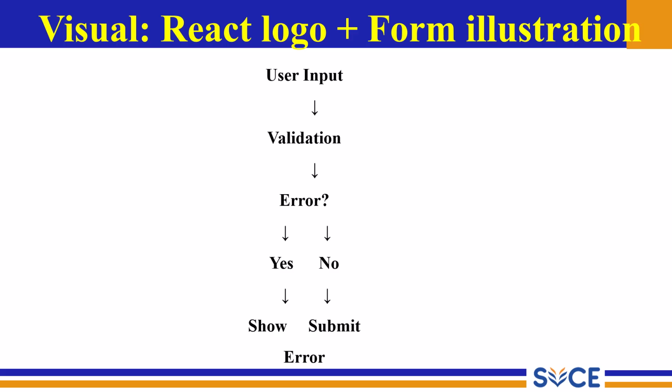Let's take a real-time example. Whenever you create an account on Gmail, the application immediately checks whether the email format is correct, the password is strong, the username is available. Similarly, while booking train tickets, the website checks whether your age, mobile number, and Aadhaar number follow the required format. All these checks are examples of form validation.